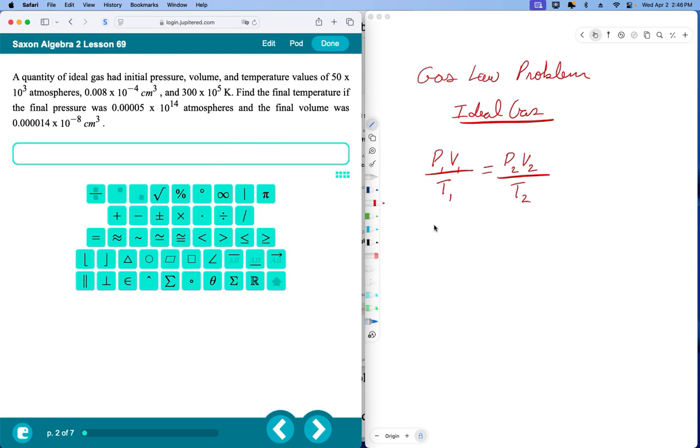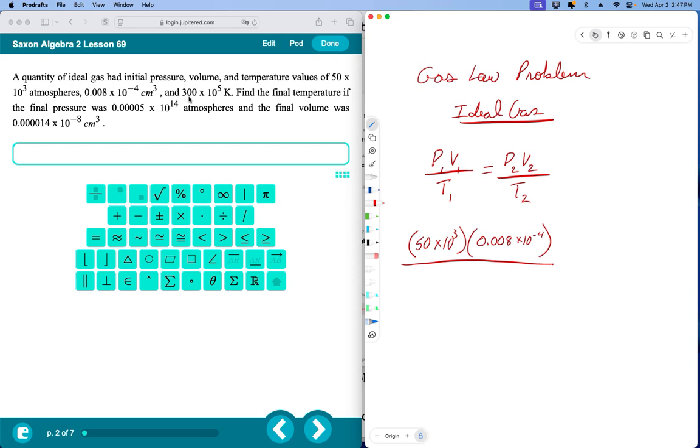So the initial pressure is 50 times 10 to the third power. We put that in first. Just write it the way it gives it. And then you have 0.008 times 10 to the negative 4 for volume. And you know it's volume because it has an exponent of 3 on a unit of measure. This is cubic centimeters, so that's volume. So we write that in here. You don't have to put the unit of measure.